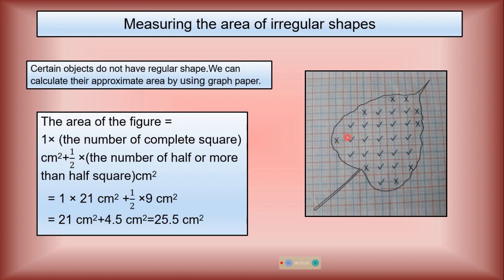Here 21 is the number of complete squares and 9 squares are half or more than half. So it is 1 multiplied by 21 centimeter square plus half multiplied by 9 centimeter square. It is 25.5 centimeter square.